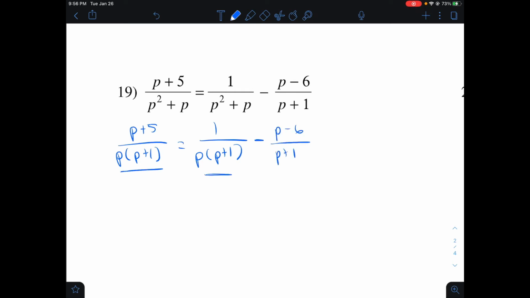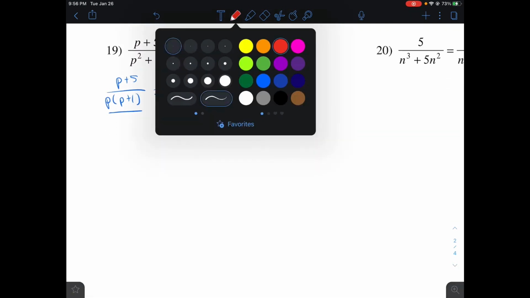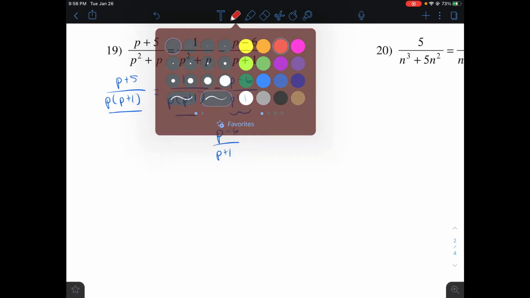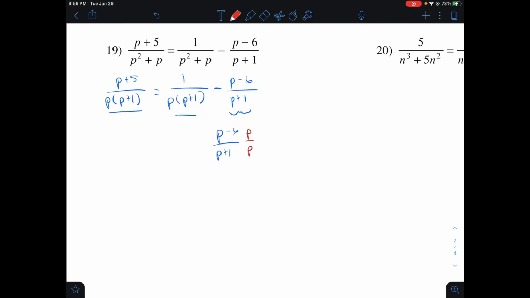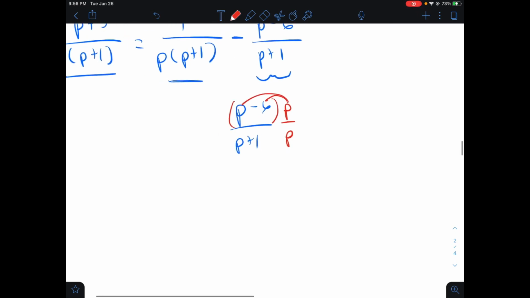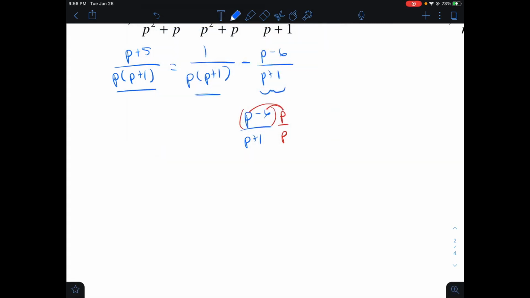So looking at these denominators, the only thing we need to fix here is this last guy. He's missing a p. So we've got p minus 6 all over p plus 1, and we're going to multiply him by p over p because he's just missing a p. All right, now this is kind of tricky. You have to make sure that when you multiply, you distribute on the top there. So we would end up with p squared minus 6p all over p times p plus 1.